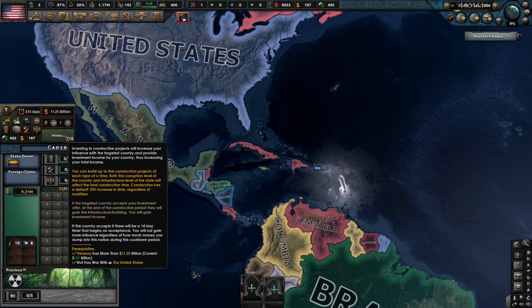Other nations will also do this to you, so you will sometimes see an event pop up with an investment proposal from another country. It's almost always worth taking, but keep in mind you will still have to pay for a small portion of it.